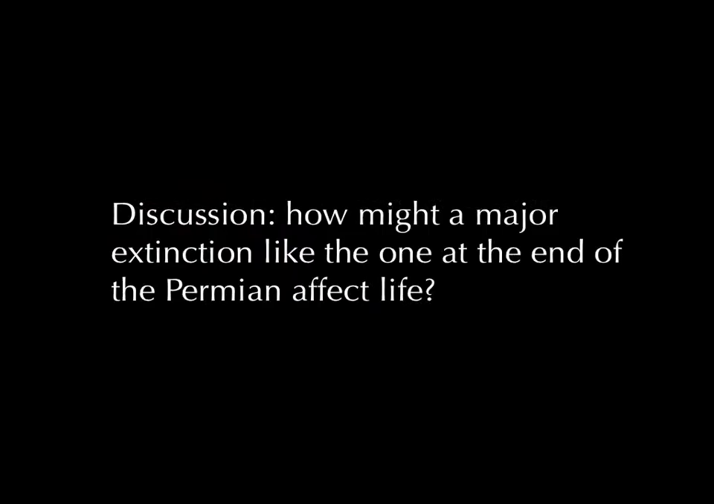So now for class discussion. How might a major extinction, like the one at the end of the Permian, affect life? Right, so if we had this sort of thing happening now, what would happen? So what we're going to do is, in small groups of 2 or 3, start talking about it, and then we'll come back together as a group and all exchange ideas. Okay? We'd be done.